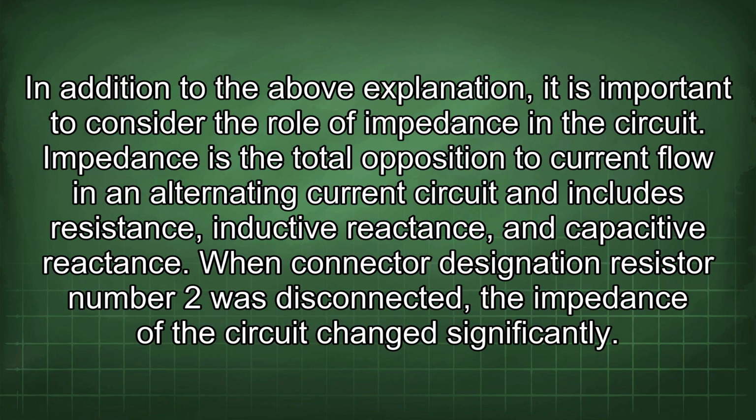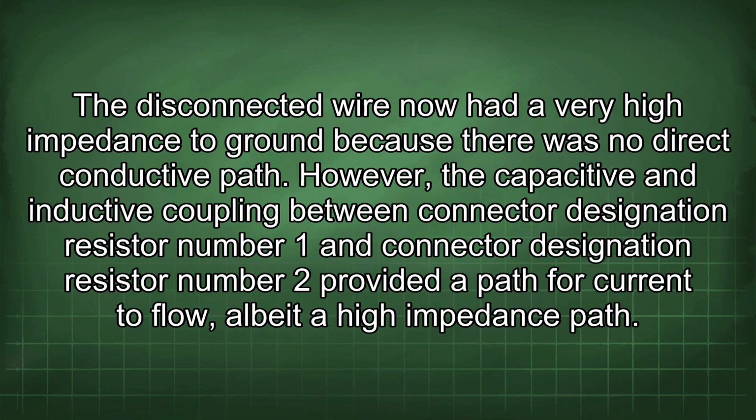In addition to the above explanation, it is important to consider the role of impedance in the circuit. Impedance is the total opposition to current flow in an alternating current circuit and includes resistance, inductive reactance, and capacitive reactance. When connector designation resistor number 2 was disconnected, the impedance of the circuit changed significantly. The disconnected wire now had a very high impedance to ground because there was no direct conductive path.